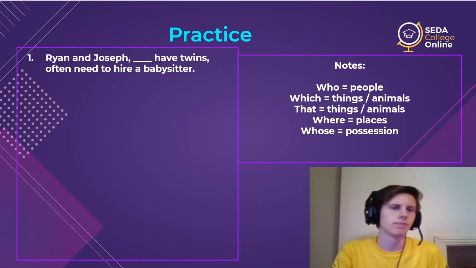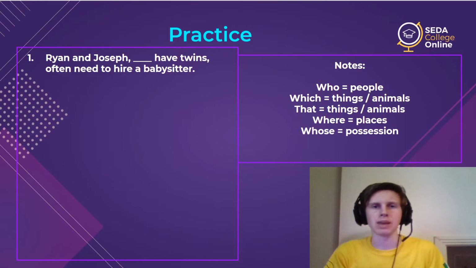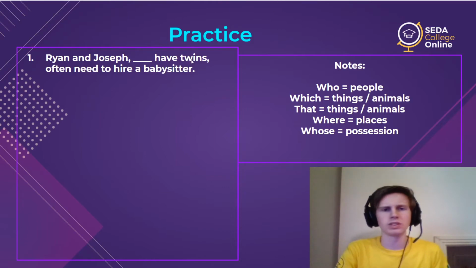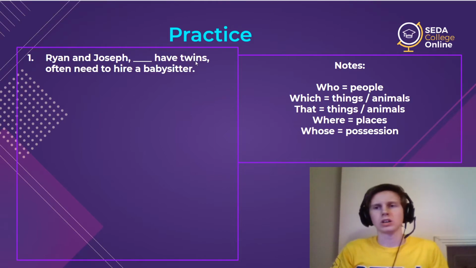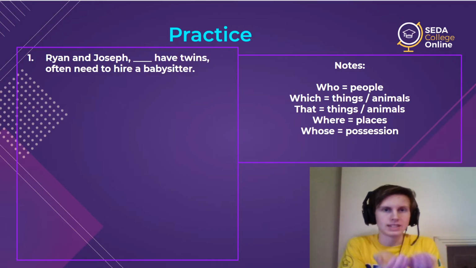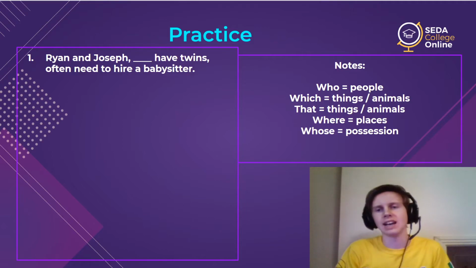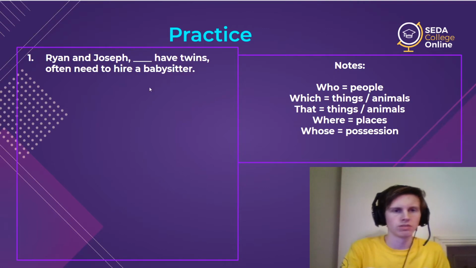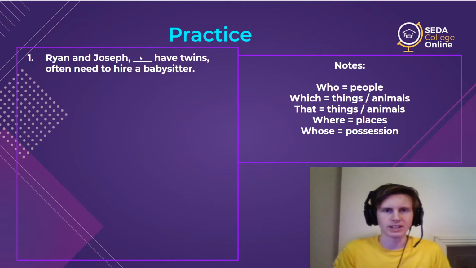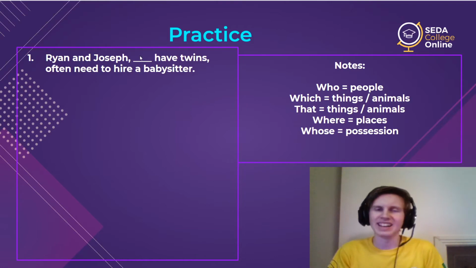Okay, so number one, Ryan and Joseph have twins, blank, often need to hire a babysitter. Just in case someone is unclear, twins are two babies born together, at the same time from the same mother. Those are twins. They can look the same or they can look different, but if they are born at the same time, they are twins. So, Ryan and Joseph have twins, blank, often need to hire a babysitter. So, who, which, that, where, or whose? All right, make your guess, and let's check.